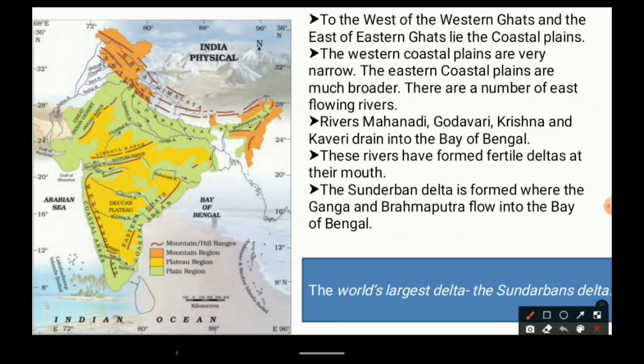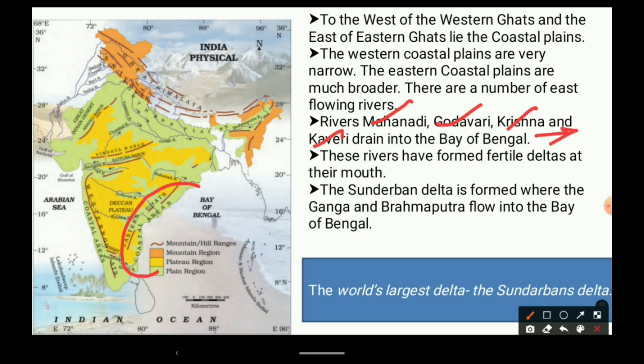Adjacent to the Western Ghats and Eastern Ghats lie the coastal plains, the Western coastal plain and the Eastern coastal plain. The Western coastal plain is narrower compared to the Eastern coastal plain. The most important east flowing rivers are Mahanadi, Godavari, Krishna and Kaveri. These rivers drain into the Bay of Bengal.